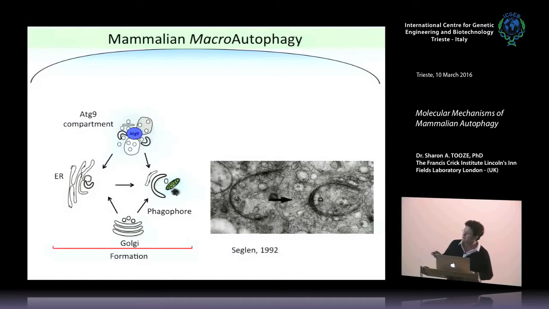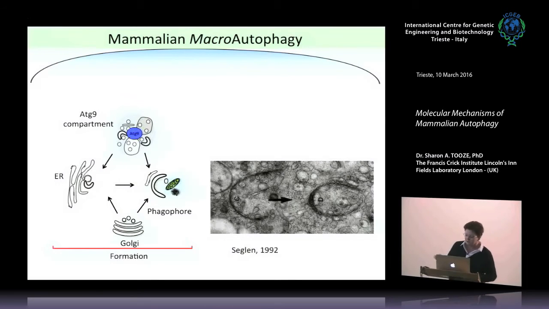The formation of these membranes, we believe now, happens on domains of the endoplasmic reticulum, which are called omegasomes, and are driven by vesicular trafficking of membranes from a compartment which is positive for the transmembrane protein ATG9, which is an autophagy protein. So in yeast, all the autophagy proteins were labeled ATG proteins. It's also driven by vesicular trafficking from the Golgi complex. So you need the ER, the Golgi, and a compartment which is derived from the Golgi complex to start the formation of these double membrane structures.